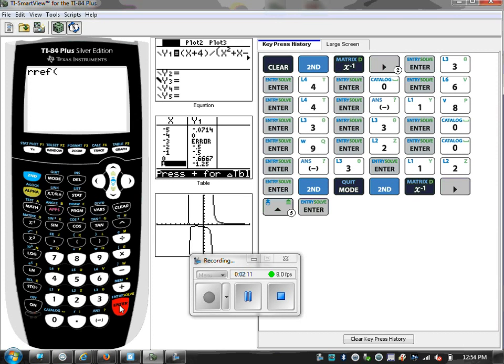So press enter. So my calculator is saying, okay, I'm going to reduce this matrix. I have to tell it which matrix. So second matrix, option number 1, because that's the one I edited, and I pressed enter. So this is called a solutions matrix. Write that down, and I'll show you what that means.